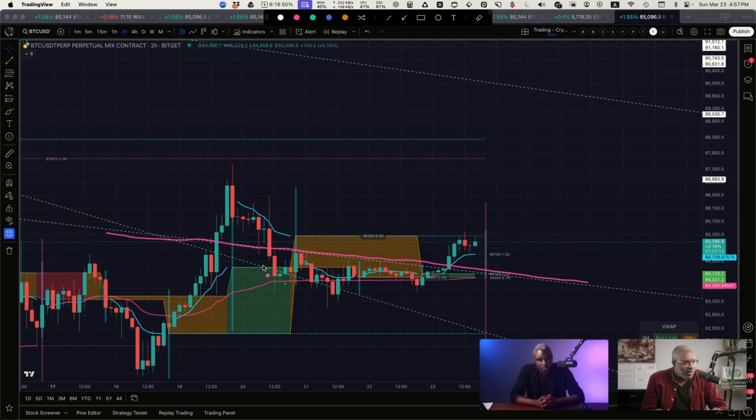And so this level over here, you see how the price bounces around this level. It bounced up here, came back down here, bounced on the next level, bounced again, bounced up over here, bounced again.